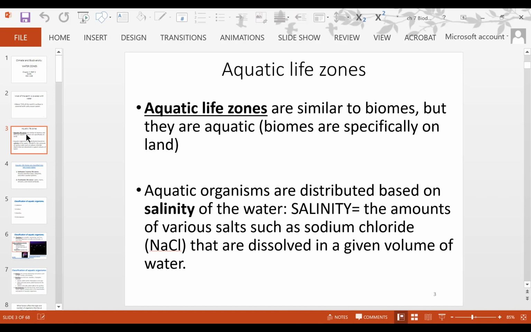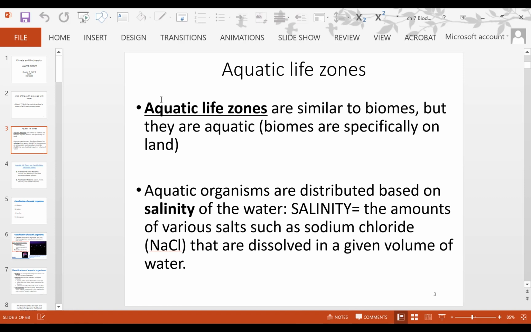Aquatic organisms are distributed based on the salinity of the water. And the salinity is the amount of various salts that are dissolved in the water. So that would be, for example, sodium chloride, which is salt that you would put on your food.